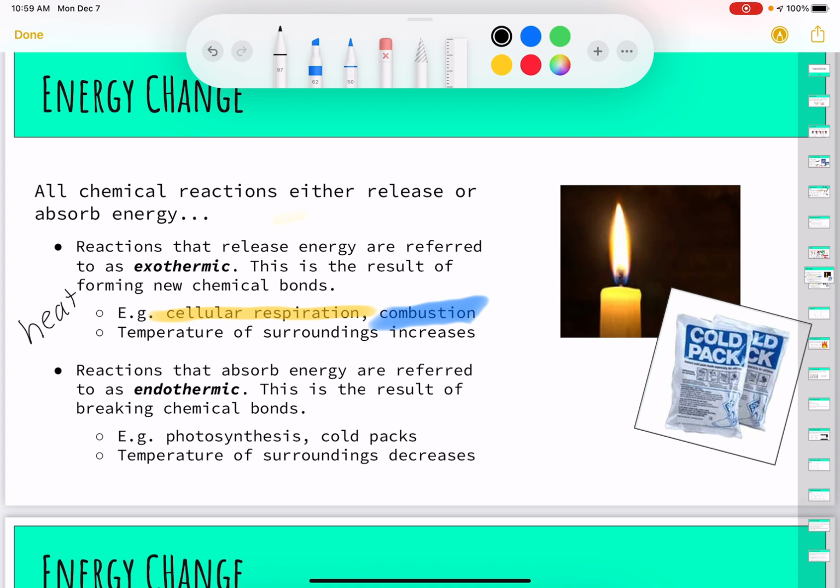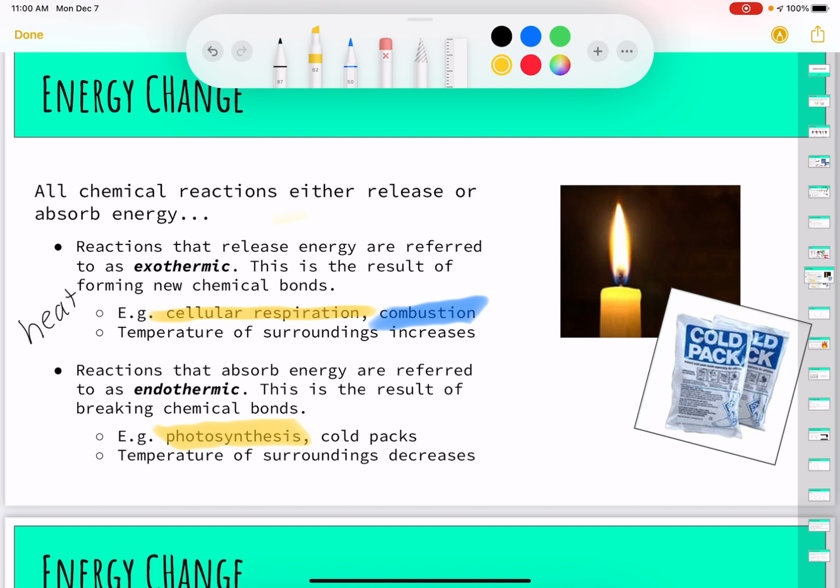Reactions that absorb energy are referred to as endothermic. So endothermic reactions are ones that are absorbing energy from the environment. This is the result of breaking chemical bonds. So when bonds are broken, energy is absorbed by those chemicals. Some examples of these are photosynthesis. Photosynthesis is something that is going to take in energy. If you don't know what photosynthesis is, it's taking the energy from the sun and harnessing it to create energy for a plant.